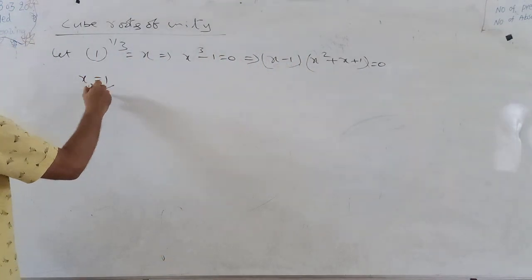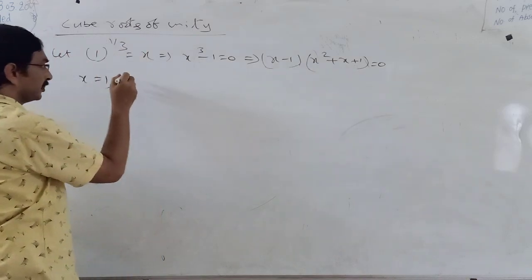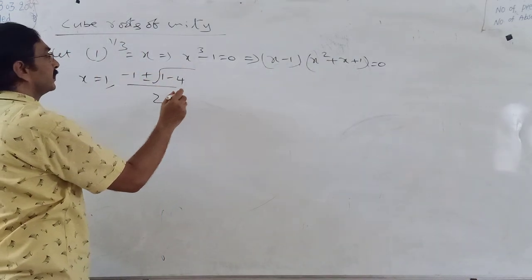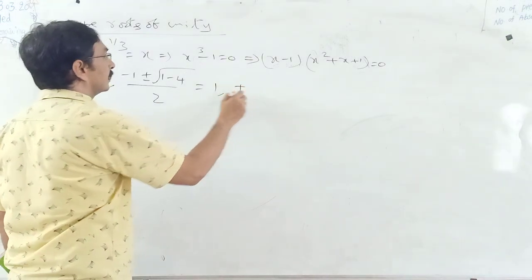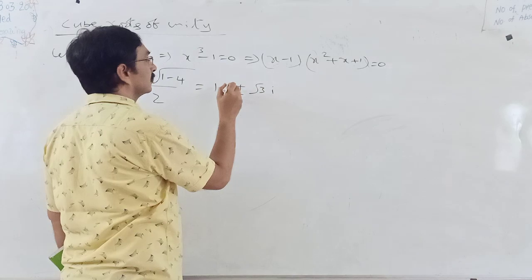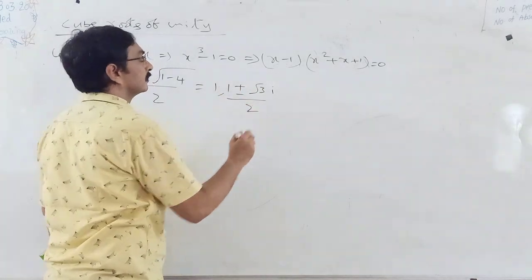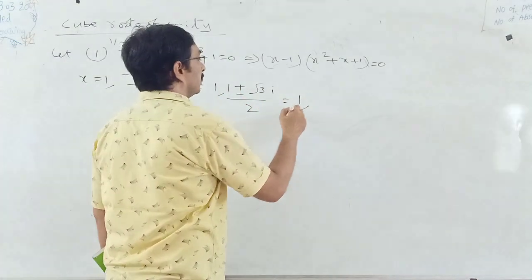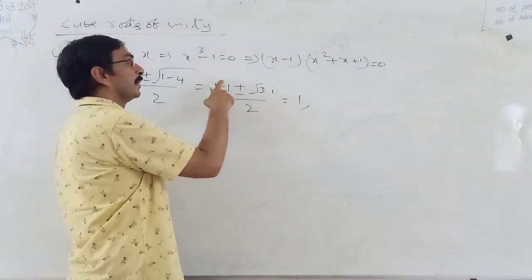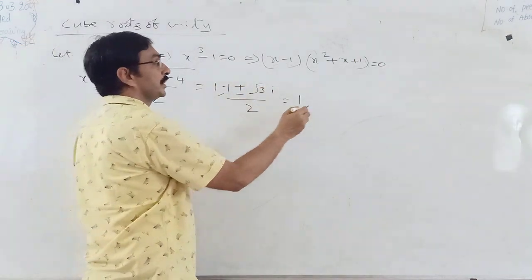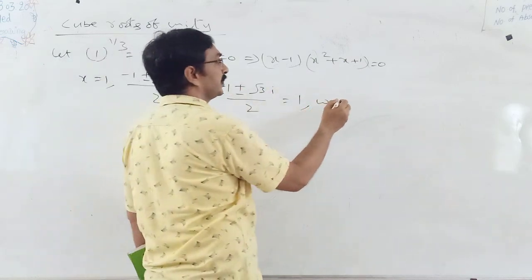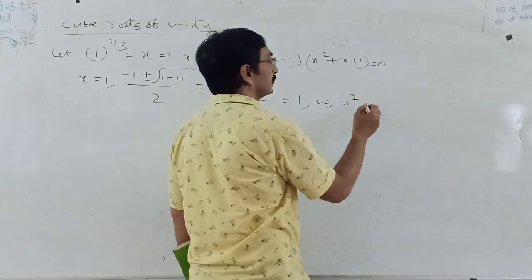X equal to 1. Roots of this one by using the formula minus 3 plus or minus root of b square minus 4ac by 2a. Root of minus 3, root of minus 1 is i, by 2. So in this topic, minus 1 plus i root 3 by 2 is denoted by omega. Minus 1 minus i root 3 by 2 is denoted by omega square.